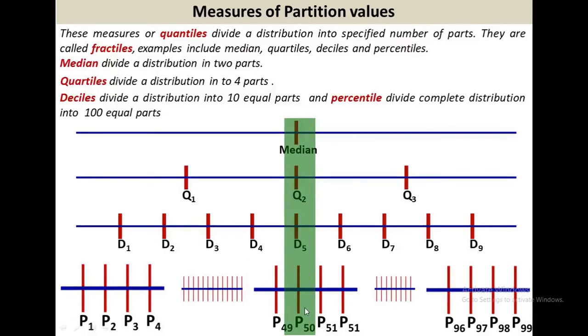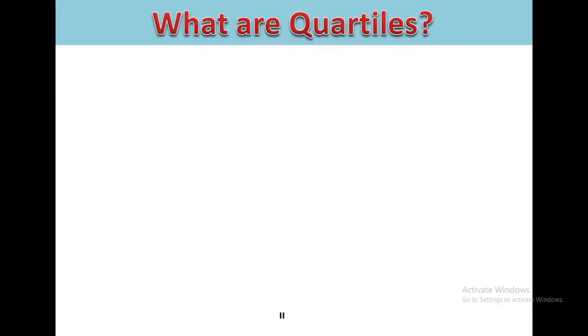All kinds of these partitioning values can be determined only after arranging data in ascending or descending order. However, except median, almost all other values are calculated in ascending order data.